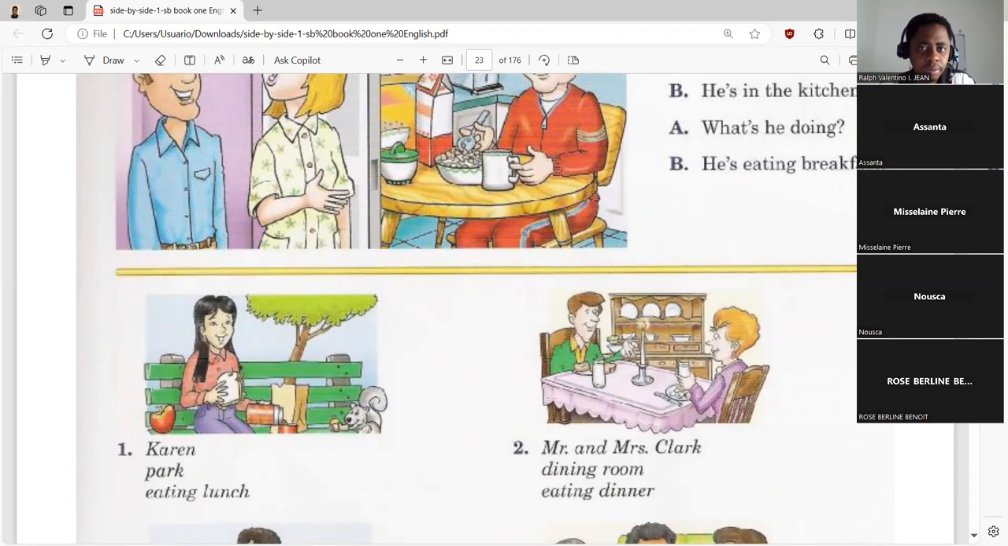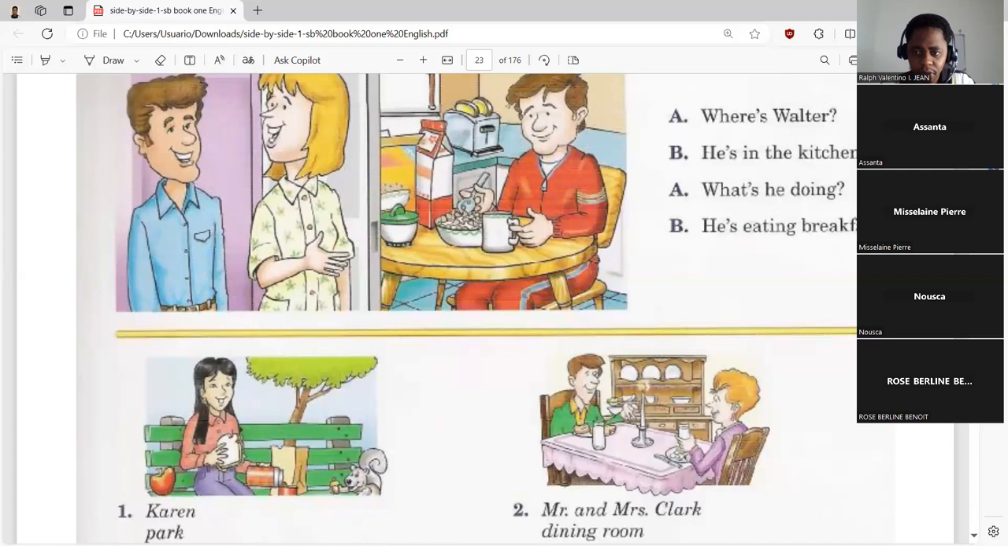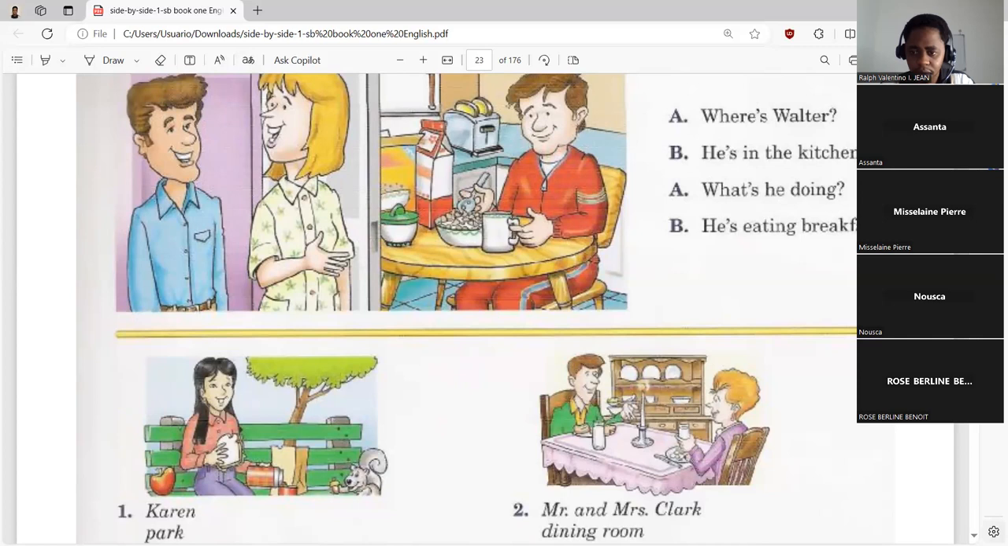Miss Lynn, go ahead. You're going to do number one yourself. You're going to be using the same pattern as this one. Here you have the name of the person, you have the location for the where, and you have the activity the person is doing. You're going to be doing the same thing based on this example. Okay, let's go.